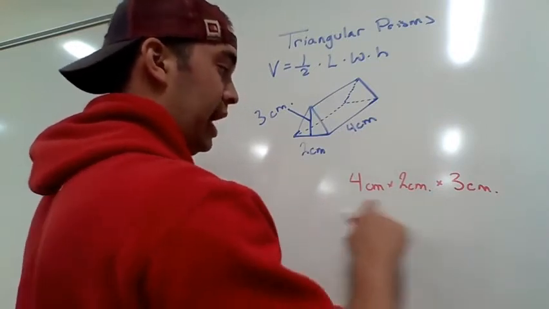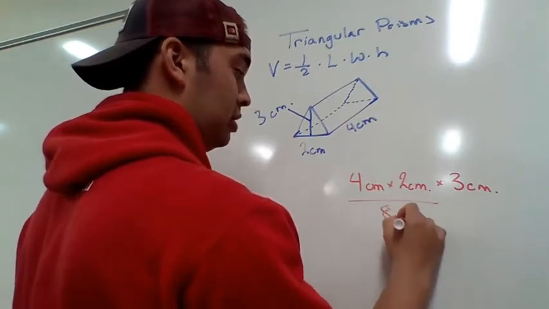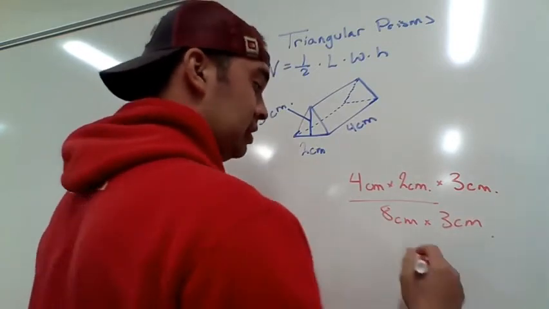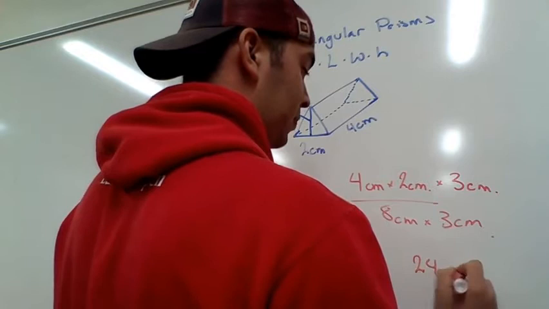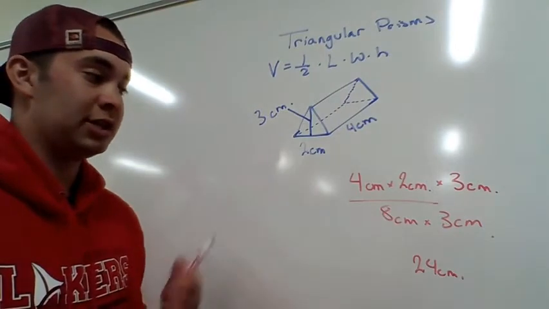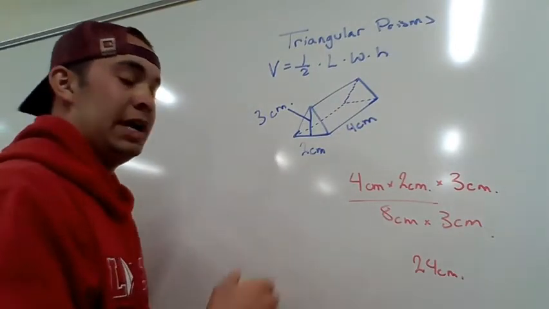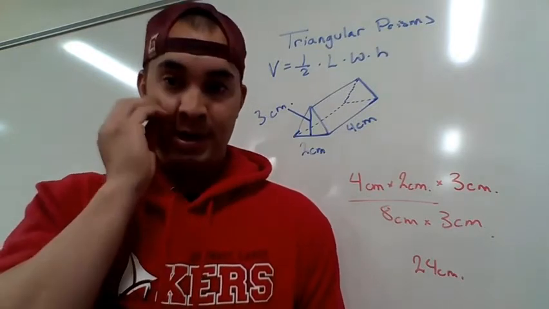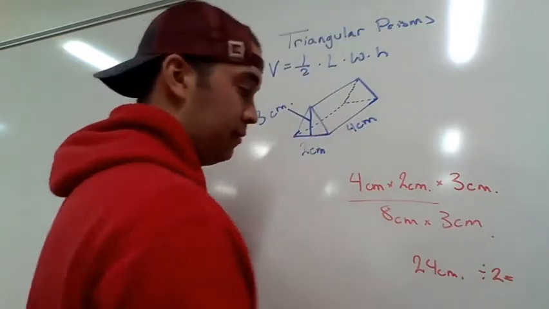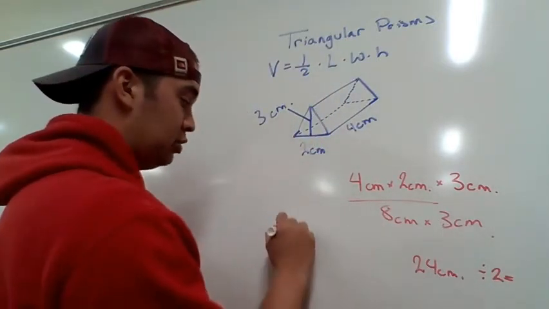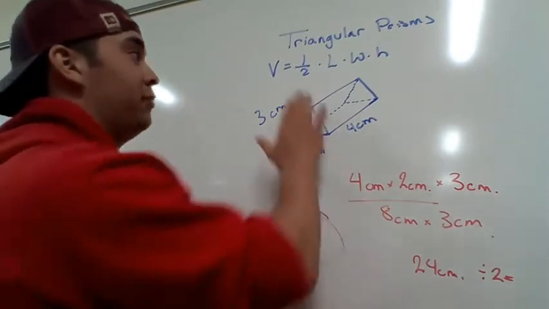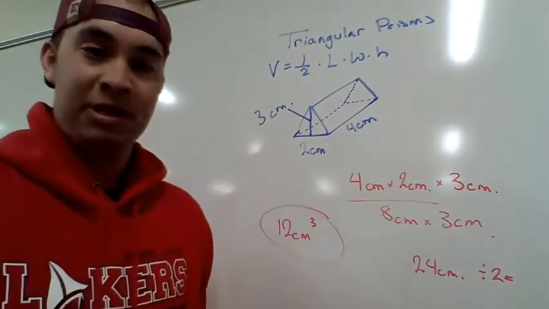4 times 2 is 8. That's 8 centimeters. I haven't done anything with 3 centimeters yet. 8 centimeters times 3 centimeters is 24 centimeters. So this is your length, width, and height right here. The next thing, because it's a triangular prism, is we have to either times by half or divide by 2. Remember I said I like to divide by 2. 24 divided by 2 will give me, I'm going to write over here so it's in the screen, 12 centimeters cubed. Remember the big difference is you're dividing by 2 or you're timesing by half.